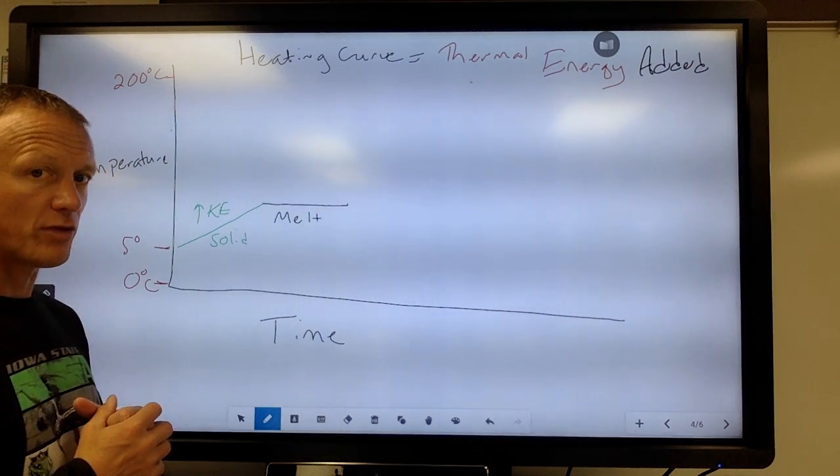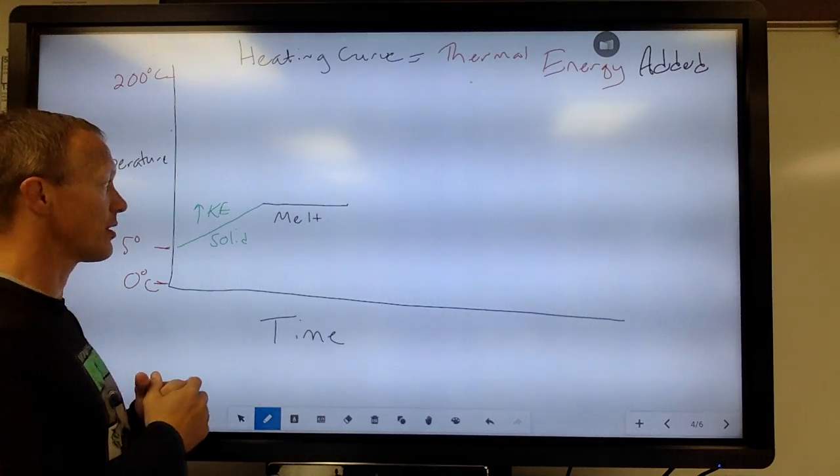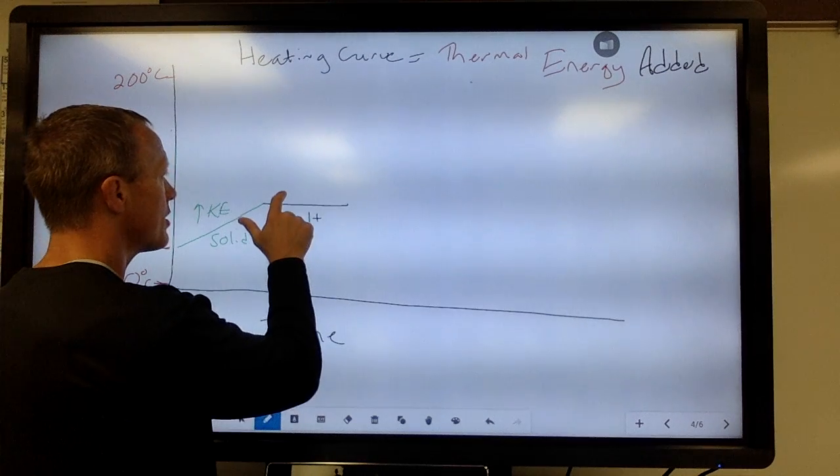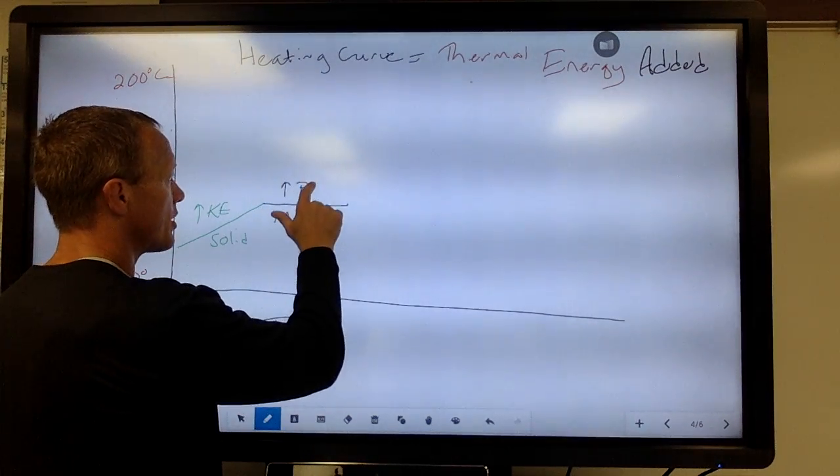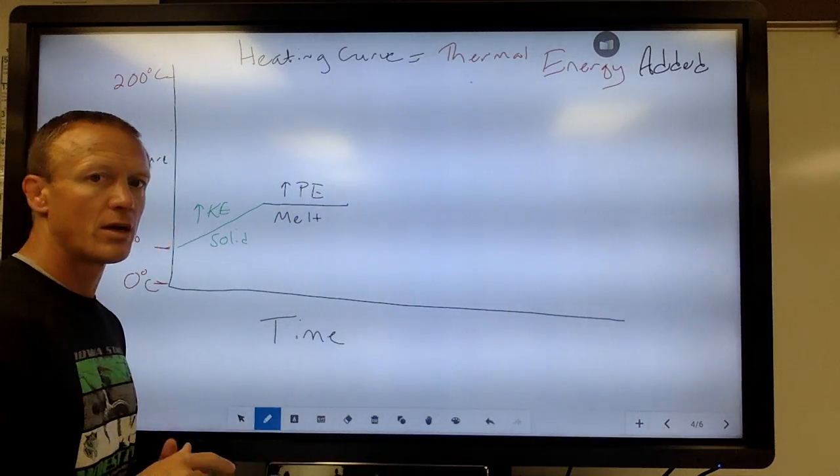all of that heat energy is going into making the molecules spread out enough to turn into a liquid. That's called an increase in potential energy. So you're still adding heat in, and you're increasing what's called potential energy, or stored energy.